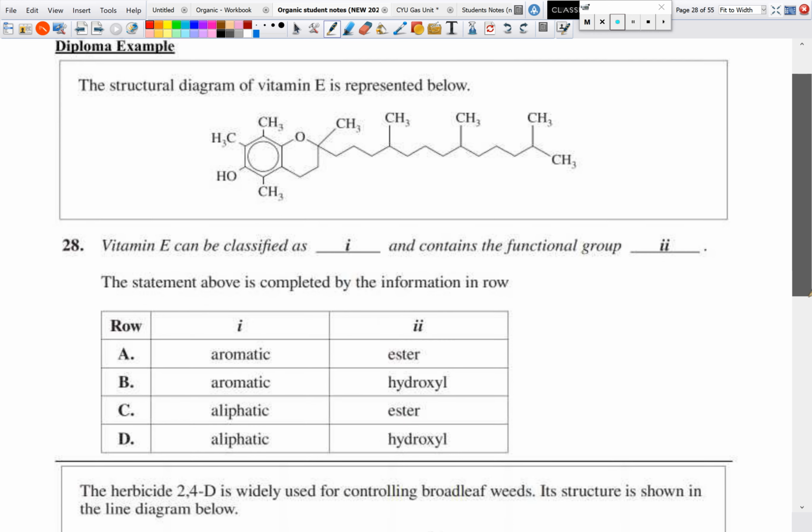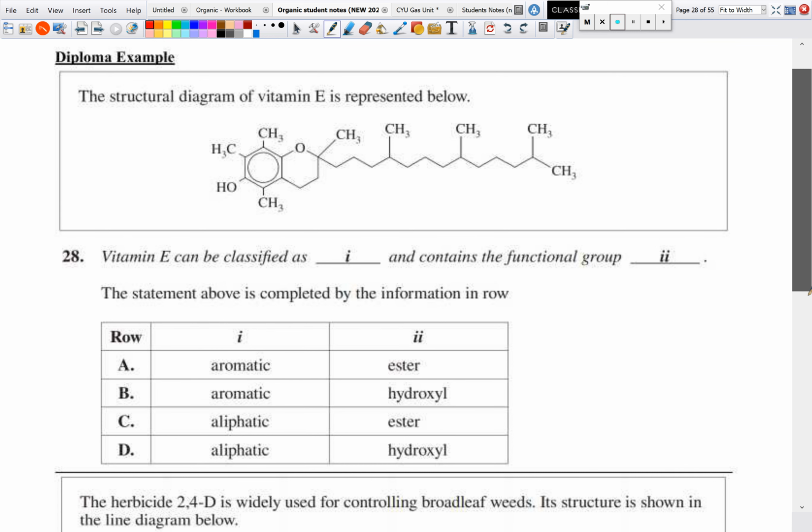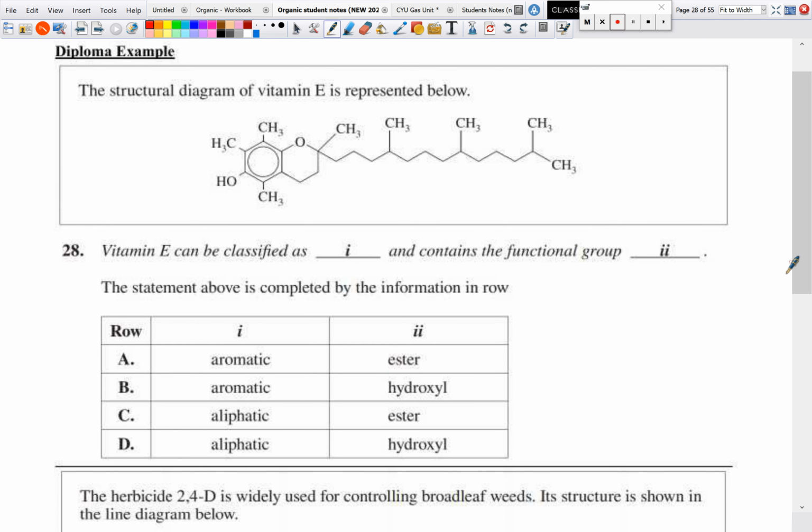So there is a diploma example or 2 on the back of these right here. Same thing, just pause the video and try to get the answer, and I'll put the answer out very shortly. But when we look at this one here, we have a structural diagram for vitamin E represented below. So obviously this is massive. We are not expected to name this, but when we look at it, vitamin E can be classified as what type of organic compound, and it contains what functional group. All right, so if you want to pause and guess the answer, you can, but the answer is coming up in a few seconds.